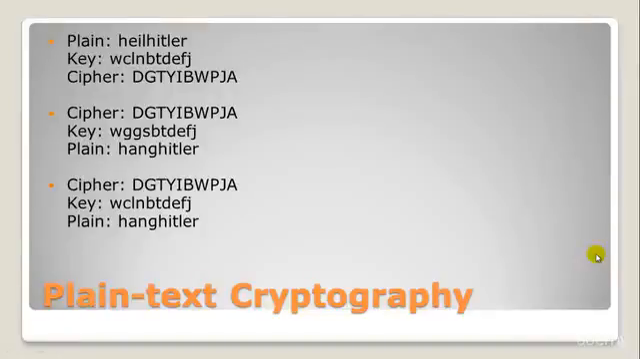This is how people used to send messages in the previous days. This was the plain text, and this was the key when it was decrypted. This was the exact cipher that came out when it was encrypted. Again, when this other key was used, you can see that the key is different, and the plain text was exactly the opposite. That's Hail Hitler, and here it became Hang Hitler. But this is what the original message was.